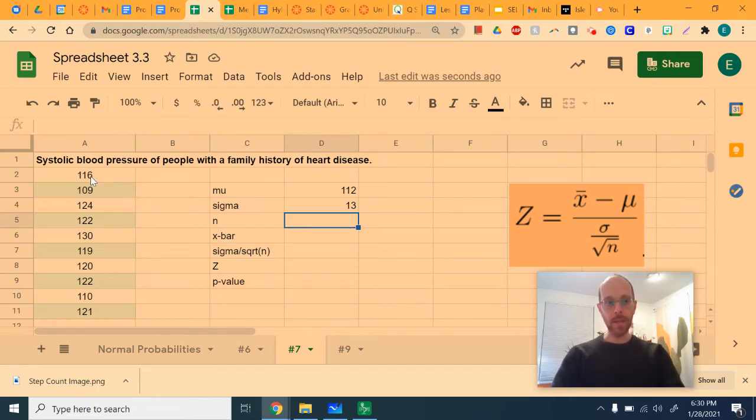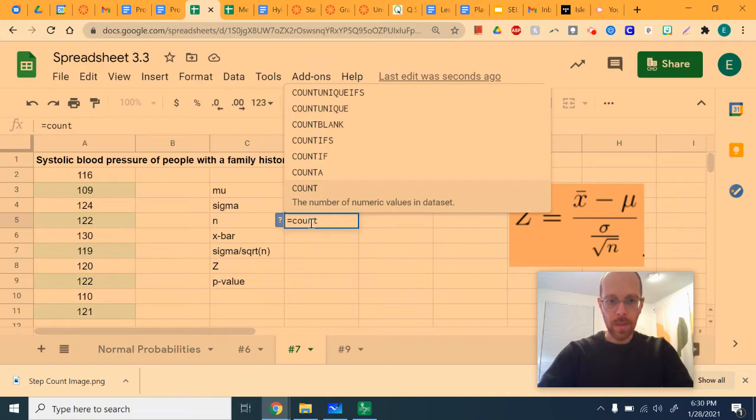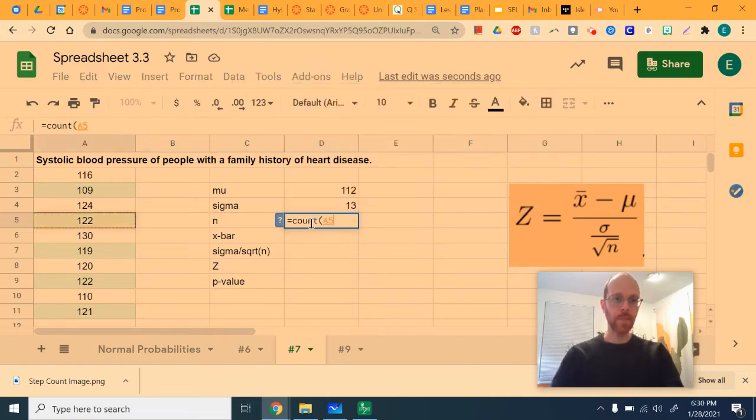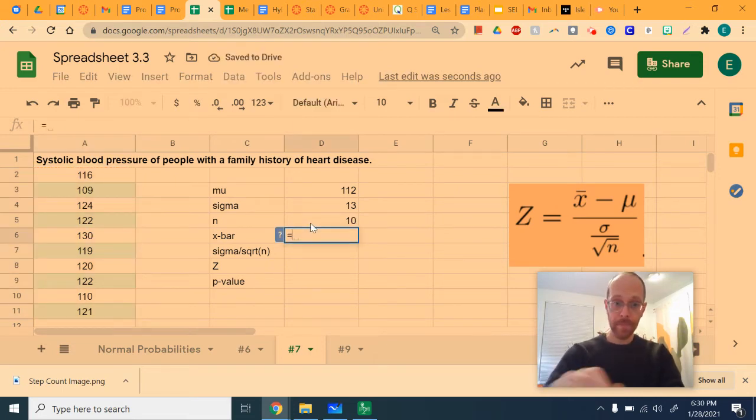So let's start with the sample size. We can come over here and count 1, 2, 3, 4, 5, 6, 7, 8, 9, 10. That's probably the easiest thing to do when you have a small sample size like this. But imagine we have hundreds of them. You need a better way. And the better way that we use is the count function, which you guys learned first semester. There's 10.